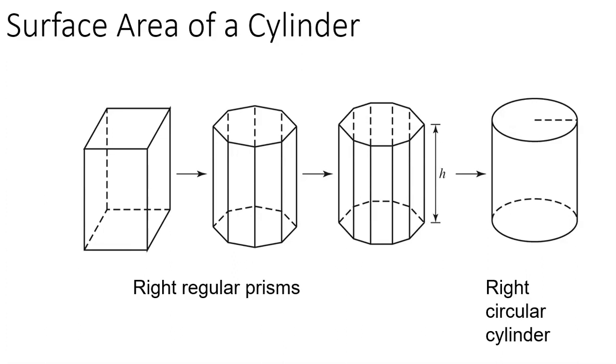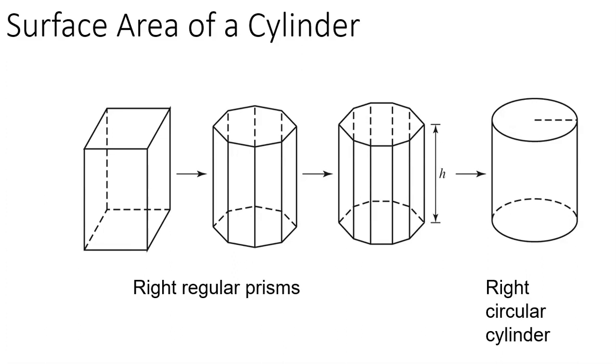All right, so suppose I take this right prism. I started with a rectangular prism, but then I decided to add some more sides. The next one looks like an octagonal prism, and then I add more and more sides. You realize if you keep adding more sides, eventually this becomes circular. And so a prism and a cylinder are very much related to each other, right?